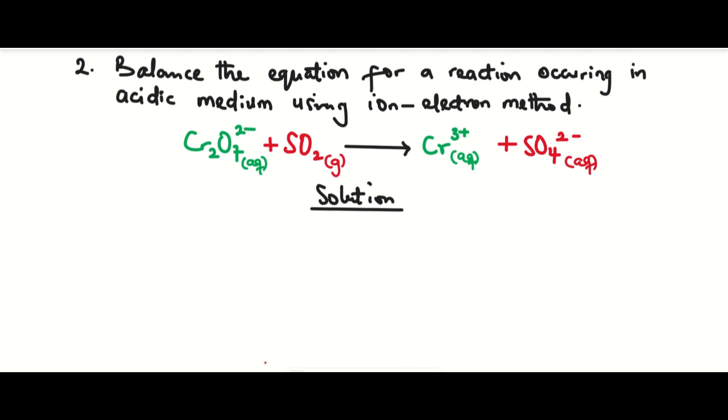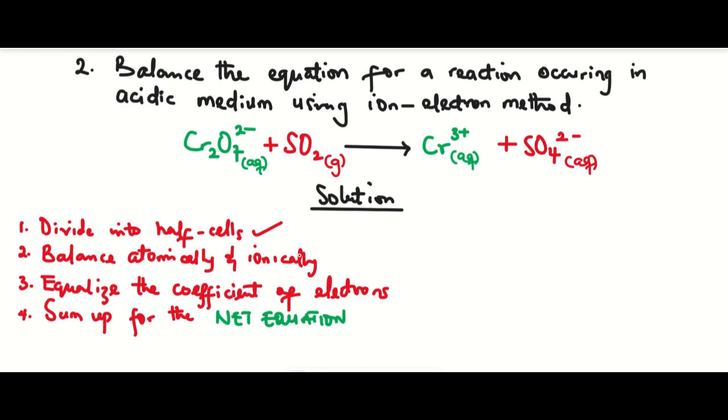Our next question says: balance the equation for a reaction occurring in acidic medium using the ion-electron method. So we have Cr2O7 2- plus SO2 to give Cr3+ plus SO4 2-. The following steps are to be followed. Number 1, divide the equation into 2 half-cell equations. Then balance atomically and ionically. Thereafter, equalize the coefficient of the electrons and sum up your equations to get the net equation.